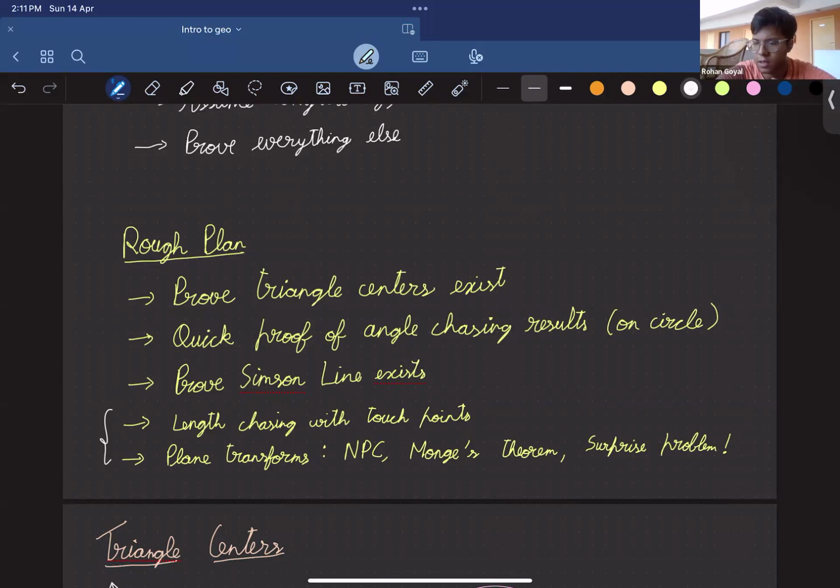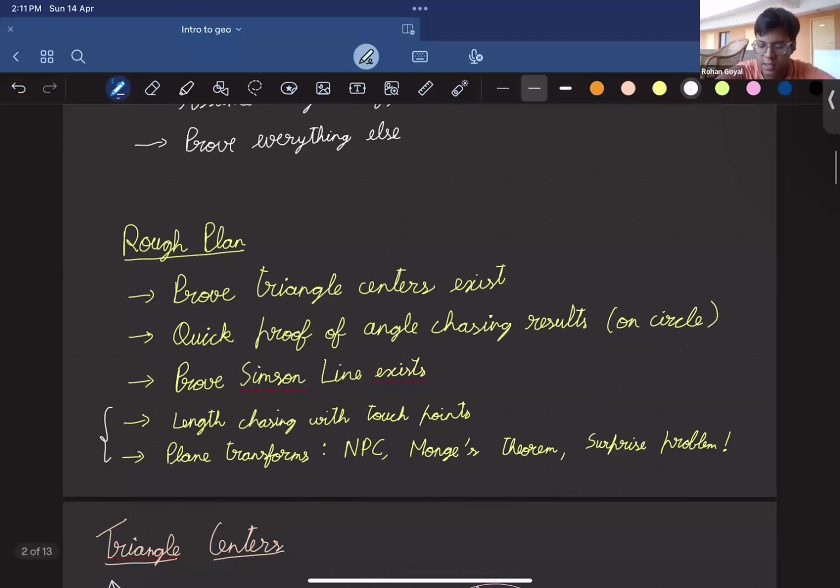So the idea is we'll look at some basic length chases and just see how some lengths can be computed using the in-circle and the in-touch points. Again, that is something that most of you would be familiar with, but it would just be good to look at how to prove these things.